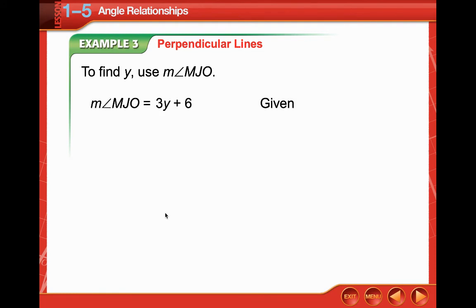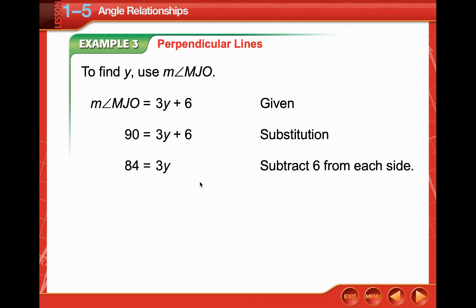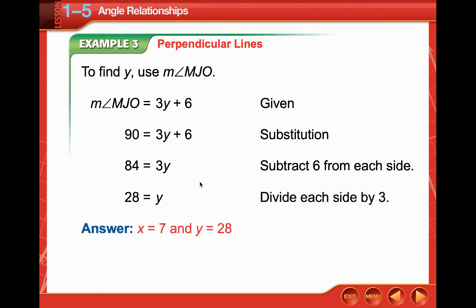To find y, use MJO. So MJO equals 3y plus 6. 90 equals 3y plus 6. Subtract 6 from both sides. 84 equals 3y. Divide by 3 on both sides. y equals 28. Answer: x equals 7, y equals 28. Boom. Just like that.